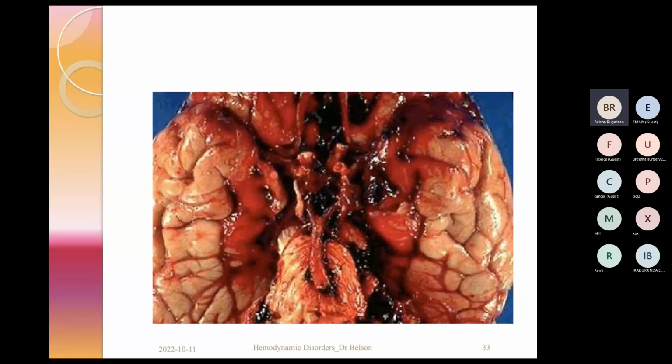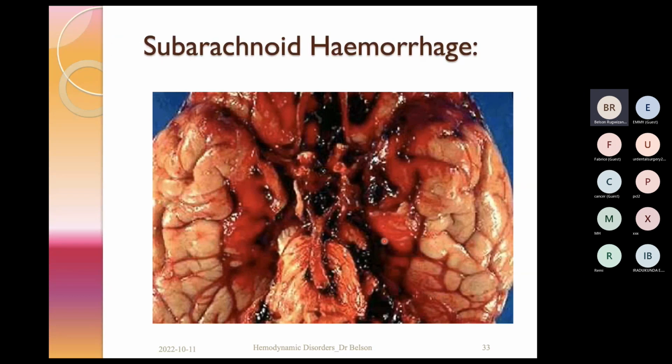So this is a brain hemorrhage. You see these blackish things here. These are blood clots. So this is subarachnoid hemorrhage. Subarachnoid hemorrhage, you understand, is between the arachnoid and the brain itself. So when it is the extradural or subdural, it is another story.